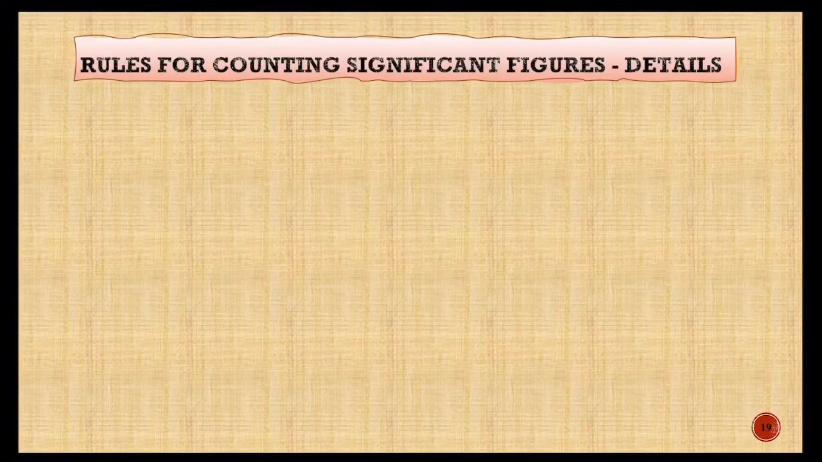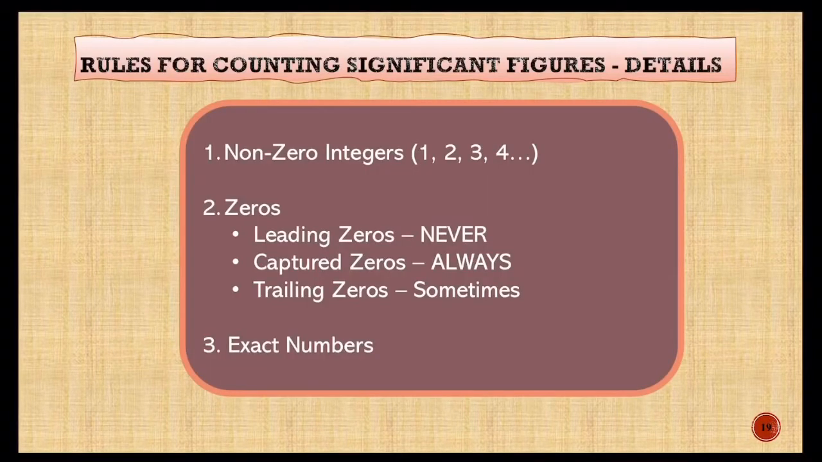So let's look at the rules for counting significant figures. First, we'll look at the overall rules. Number one, all non-zero integers, 1, 2, 3, 4, 5, 6, 7, 8, 9, those are all considered significant. Number two, zeros. Leading zeros are never significant. Captured zeros are always significant. Trailing zeros are sometimes significant. We're going to talk about each of these three types of zeros in greater detail. And then finally, exact numbers. We talked about what exact numbers were, and we'll get to that as well.